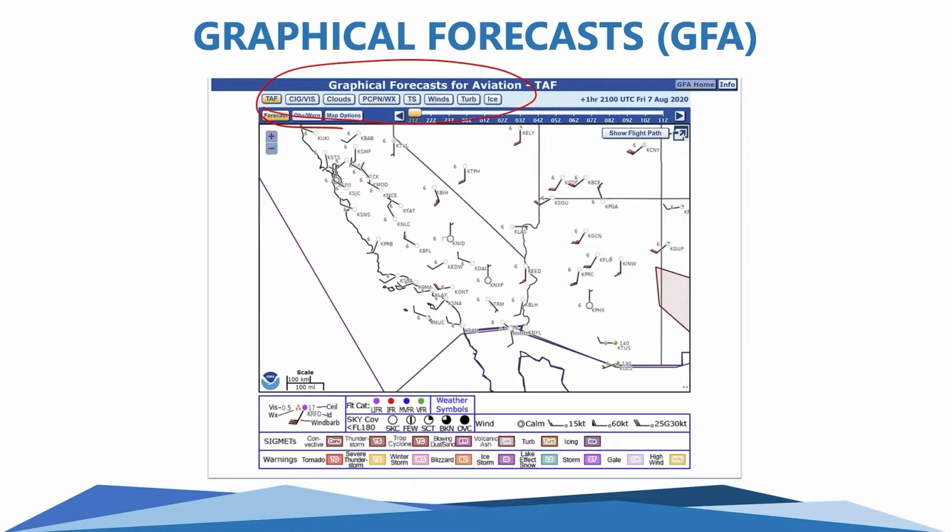Okay, no direct link. You can just go to aviationweather.gov, Jerry. So aviationweather.gov, the same link I gave you guys the other day. And if you go under forecast, you'll see the graphical forecast tool that looks just like this.